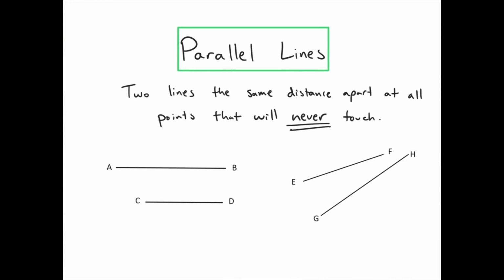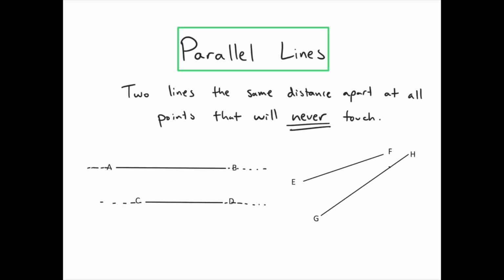So parallel lines are two lines that are the same distance apart at all points and will never touch each other. I have an example down below here with line AB and CD. If you look at these two lines, they both look like they're going in the exact same direction, and they're going to be heading in that direction forever and ever. So I'm extending AB here and extending CD. No matter how long we made these two lines, they will never touch each other.